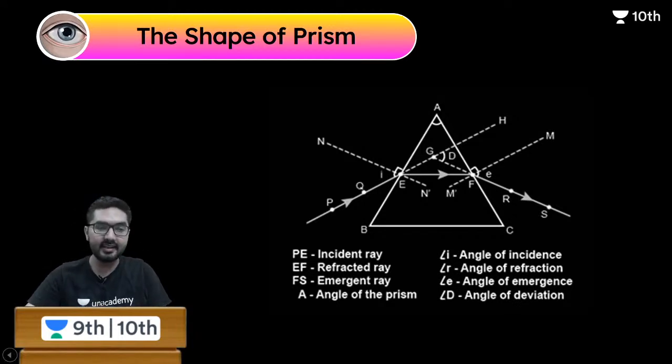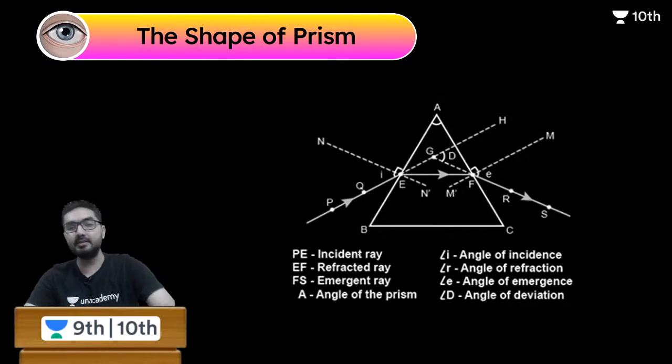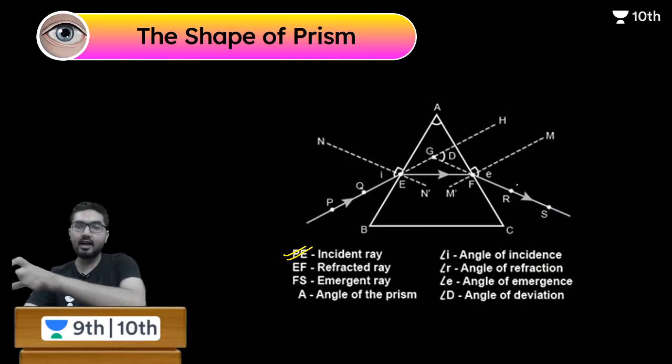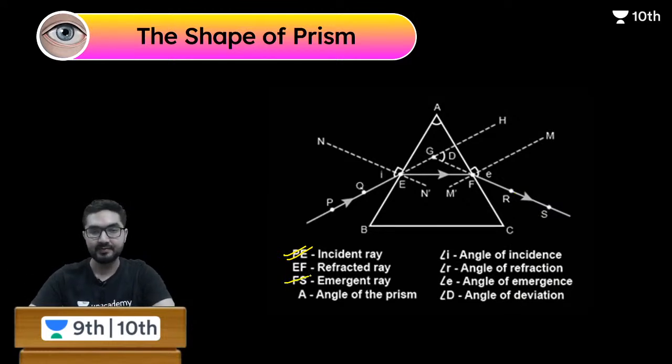So there are certain things. When a light is incident on the prism, that is what is called the incident ray. The ray that is emerging out is what is called the emergent ray. And this one, EF, you can say is the refracted ray.